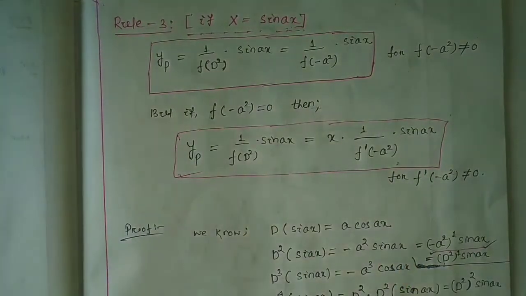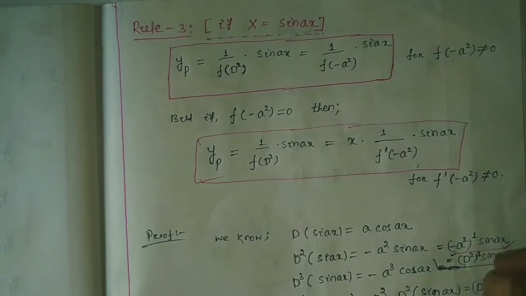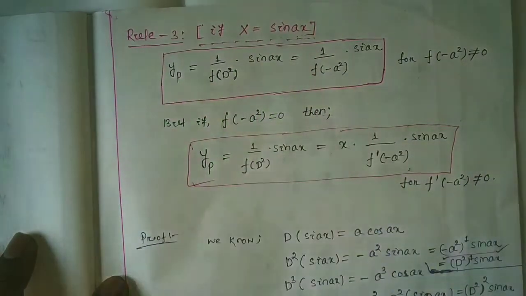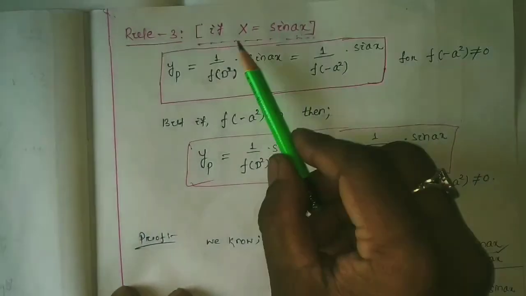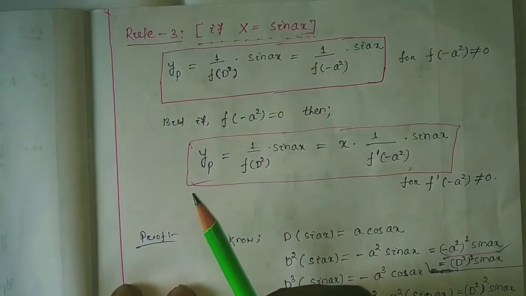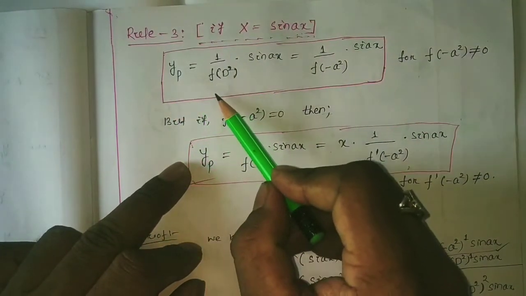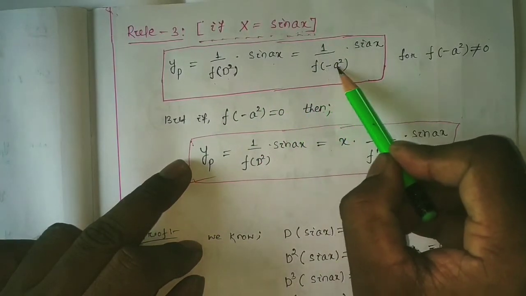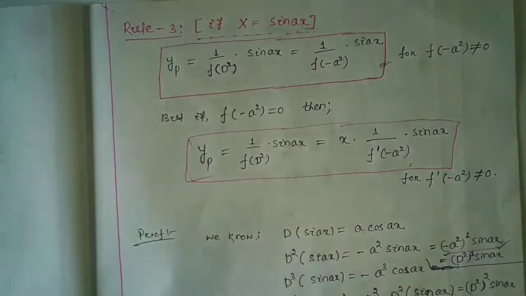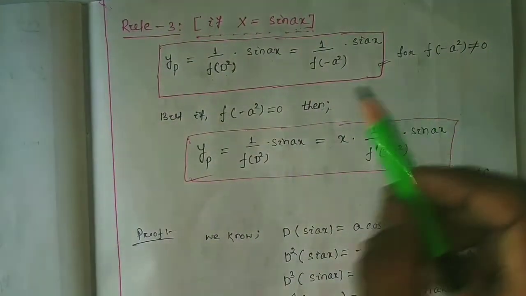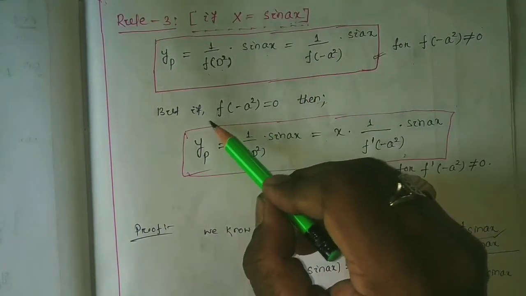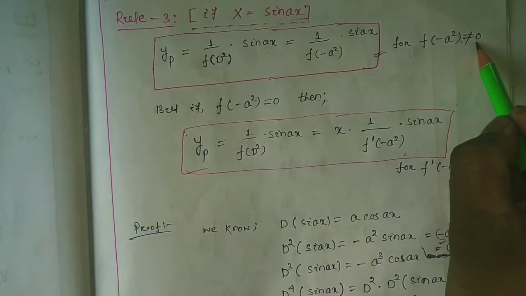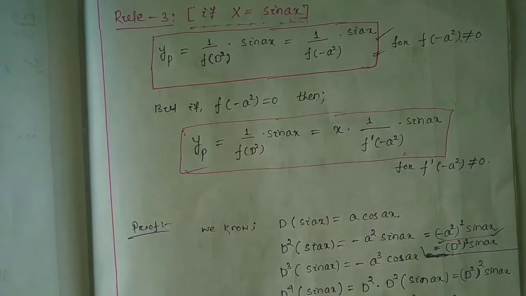Now we are going to start discussing rule 3. That is, if X equals sin ax, then what will be the yp? What will the particular integral be if X equals sin ax? So for this case yp will be 1 by f of D square, sin ax, equal to 1 by f of minus a square, sin ax. This will be the answer. But here we have to remember one thing, that this denominator should not be 0. If this denominator f of minus a square is not 0, then this rule will be valid. Otherwise it will not be valid.